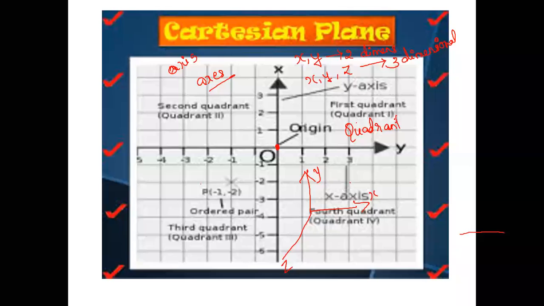So that is a quadrant. Whereas in 3 dimensional, it divides into 8 parts. In 3 dimensional it divides into 8 parts, and what we call it as octant. So in 3 dimensional, into how many parts do the axes divide the space? Into how many parts does it divide, students? Into how many parts? 8. And what do we call it?